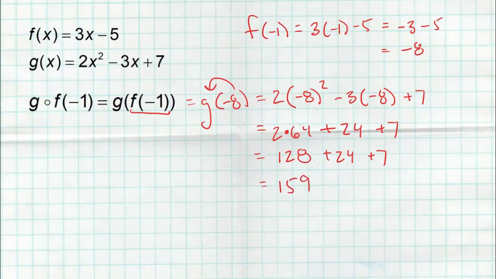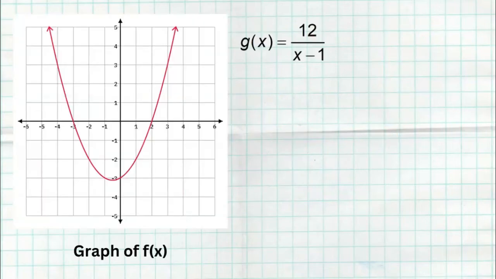So, once again, f of negative 1, I got my output of negative 8 by plugging negative 1 into f, then took that output, plugged it into g, and I got 159. Not too bad. All right, another way that we can attack compositions is with graphs and functions. So here's one where we have a graph of f of x, probably some type of quadratic parabola, and then we have a rational function g of x. All right, let's do an example.